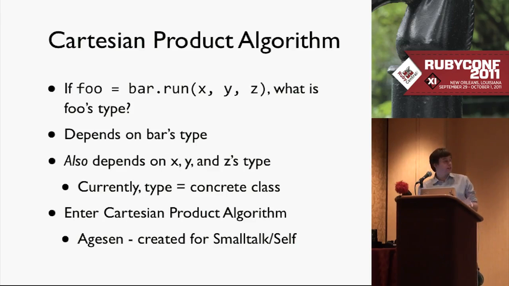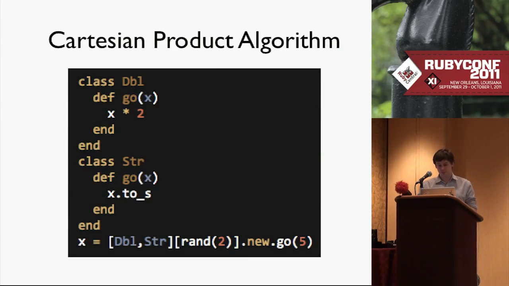And the real question is, how do I know what foo's type is here in the case of bar.run(x, y, z)? Obviously, that depends on bar's type. We all know that. But it also depends on X, Y, and Z's type. And by type, I mean the concrete class here. I don't have any more advanced type system in Laser besides that. So here's a quick, simple example.